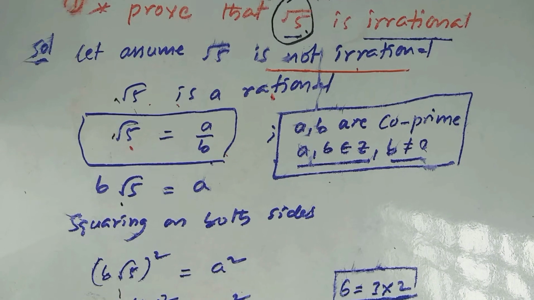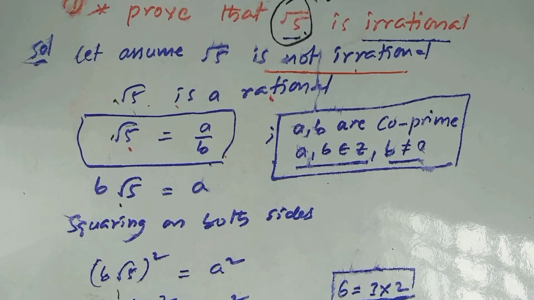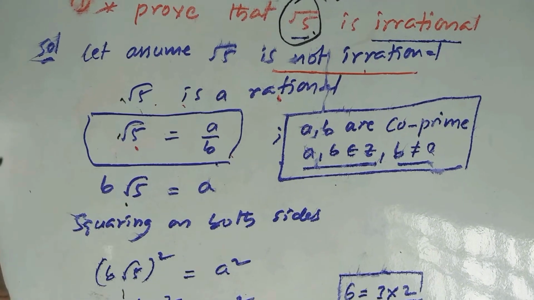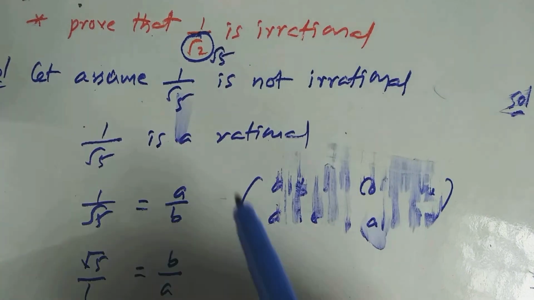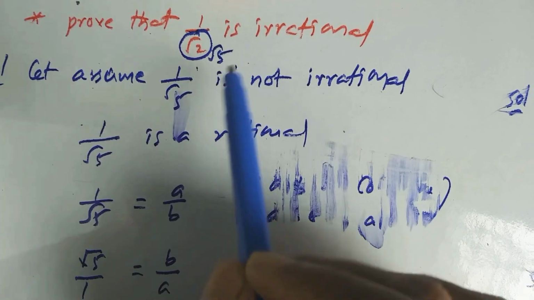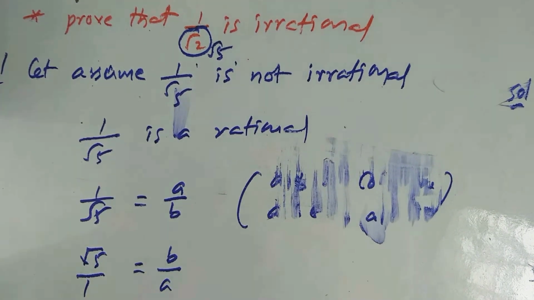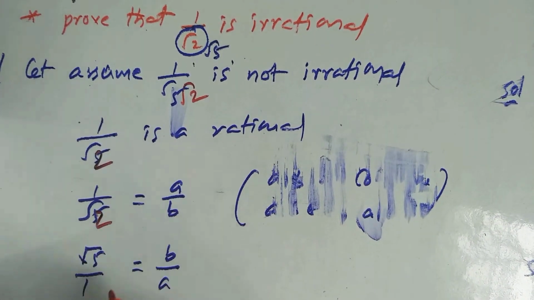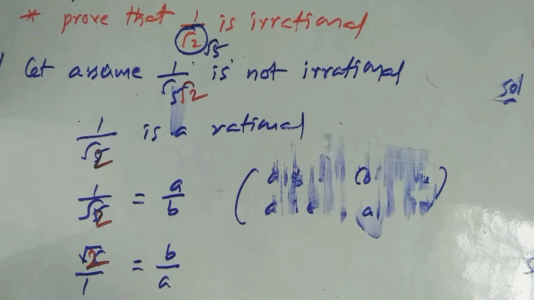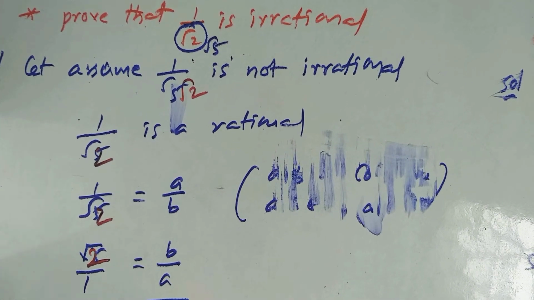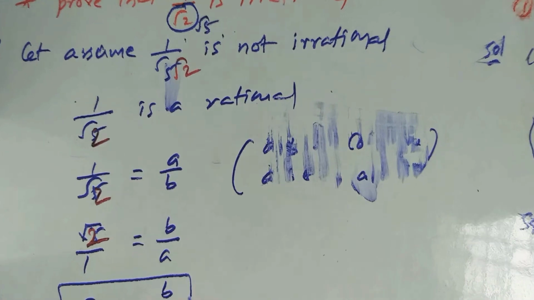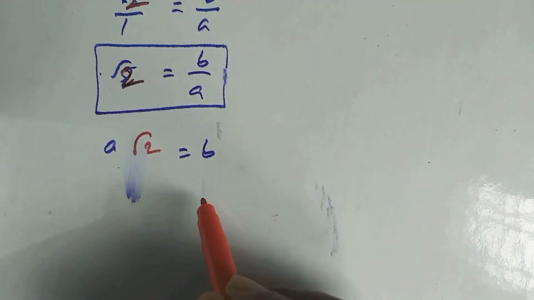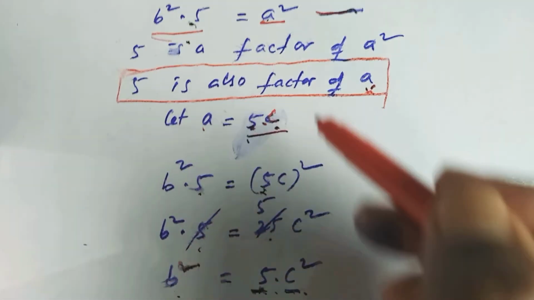If you are perfect in root 5, you can do root 3, root 2, root 7, any problem, even 1 by root 2 and 1 by root 5. The actual problem is root 2; I said root 5. If it is root 2, then root 2 will come here, here, and here. So this problem becomes root 2. Clear? The procedure is as it is. You will get problems like this.